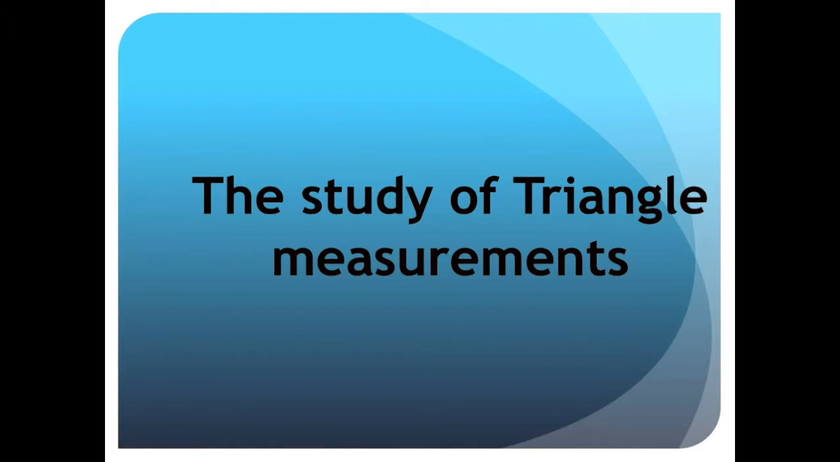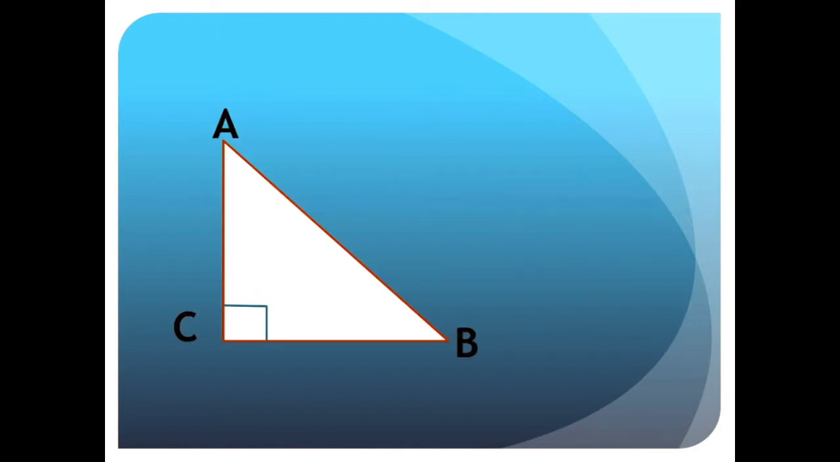What are the measurements in a triangle? Well, the sides have measurements and the angles have measurements. So there's a relationship between the sides and the angles, and we use trig to figure out what that relationship is. Let's take a second to look at this right triangle.